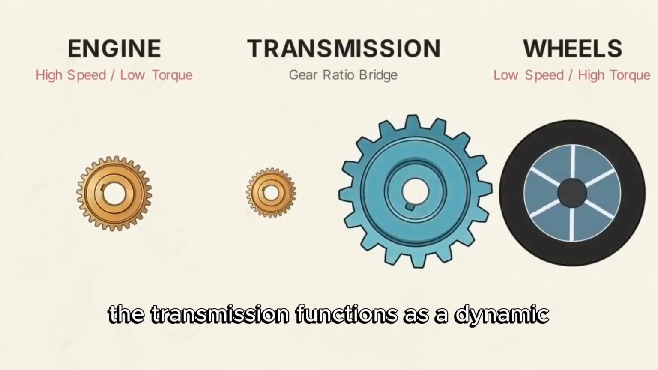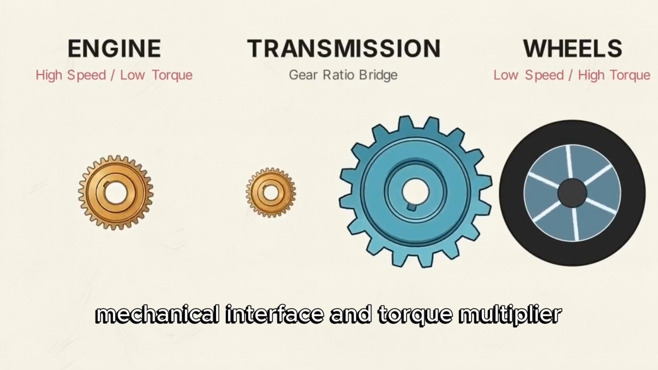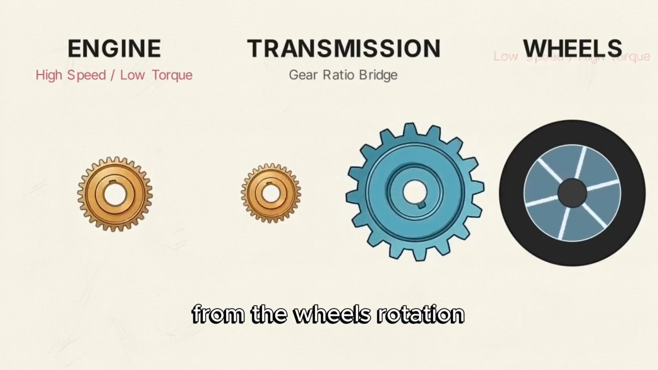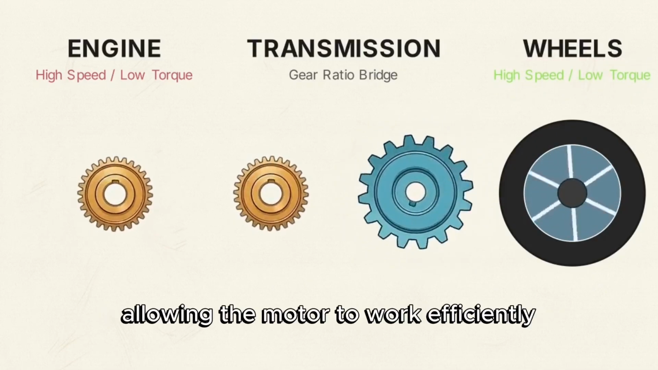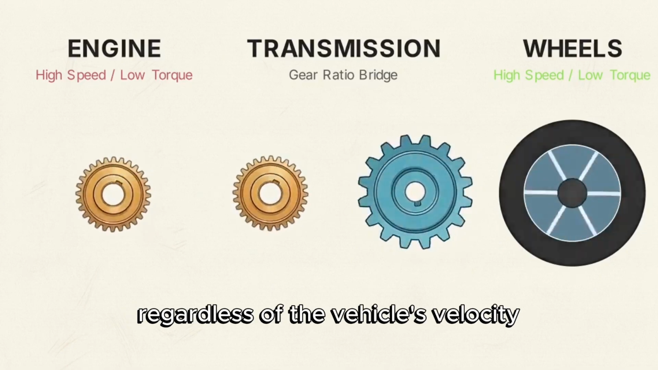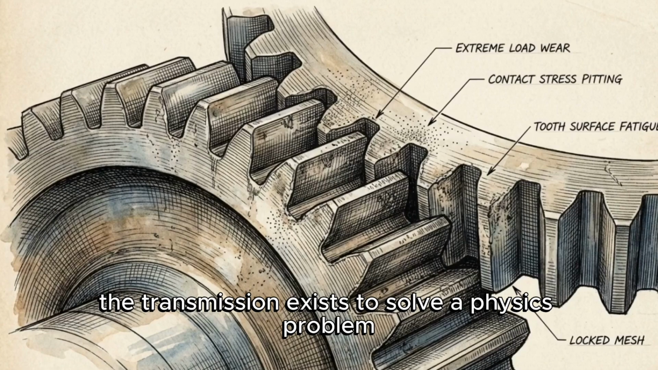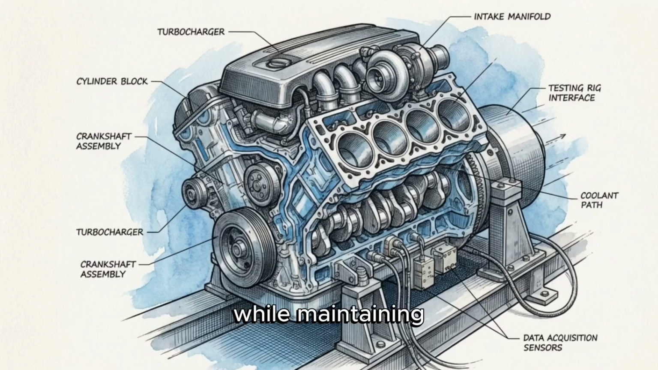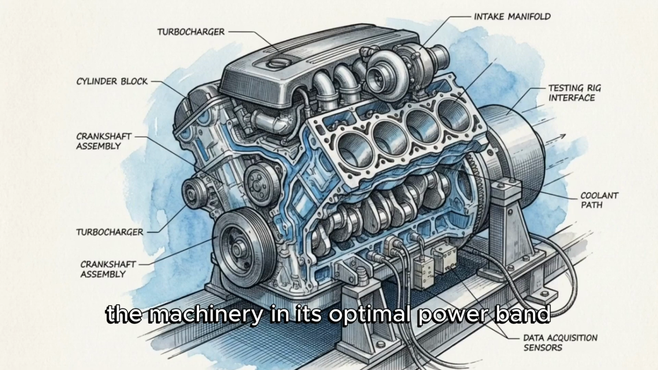The transmission functions as a dynamic mechanical interface and torque multiplier. It decouples the engine's speed from the wheel's rotation, allowing the motor to work efficiently regardless of the vehicle's velocity. The transmission exists to solve a physics problem, manipulating torque and speed under continuous load, to prevent engine failure while maintaining the machinery in its optimal power band.